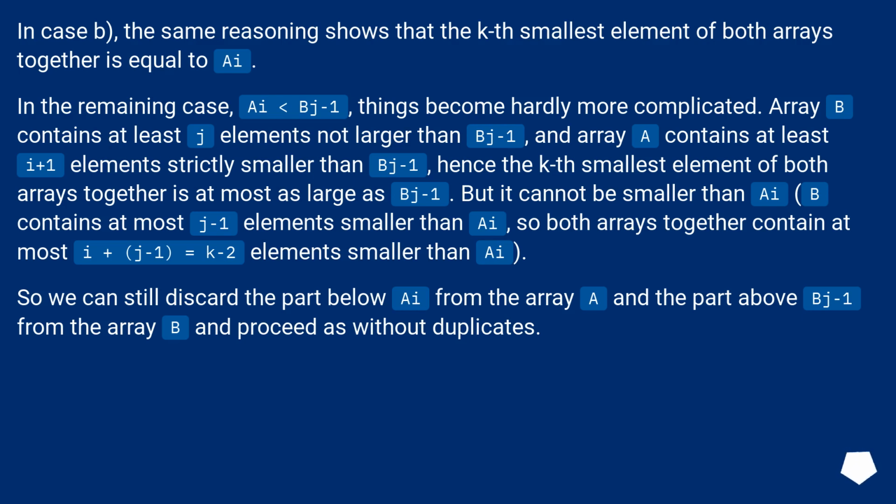B contains at most j1 elements smaller than ai, so both arrays together contain at most i plus j1 equals k2 elements smaller than ai. So we can still discard the part below ai from the array A and the part above bj1 from the array B and proceed as without duplicates.